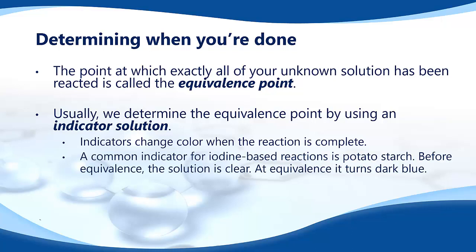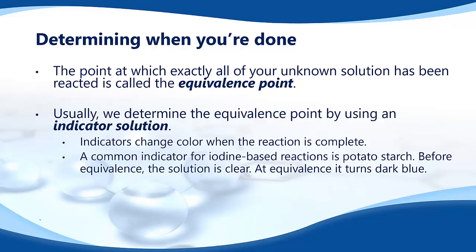A very common indicator for a type of reaction called redox is starch. Right? Any redox reaction involving an iodine compound, we typically use potato starch for this because when most iodine redox reactions are finished, you produce diatomic iodine, I2. I2 reacts with potato starch to turn that dark blue complex that you see whenever you put iodine on a potato.